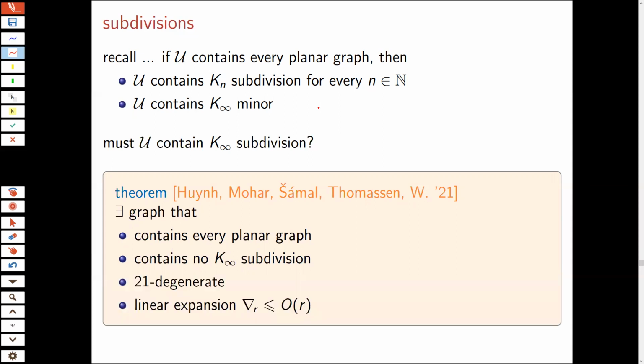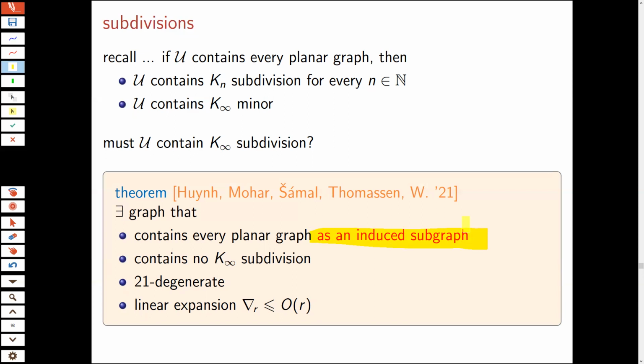It also has many of the previous properties. It's 2-degenerate. It has linear expansion still, and that implies bounded expansion. But the bonus and the strengthening, and to answer the question from the beginning of the talk, is that this graph has a stronger property: it contains every planar graph as an induced subgraph. That's much stronger.